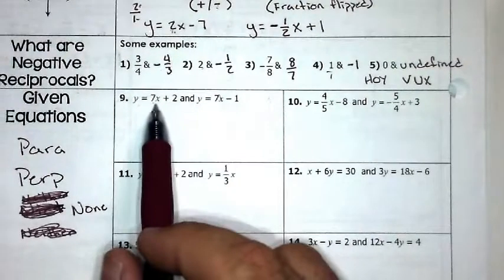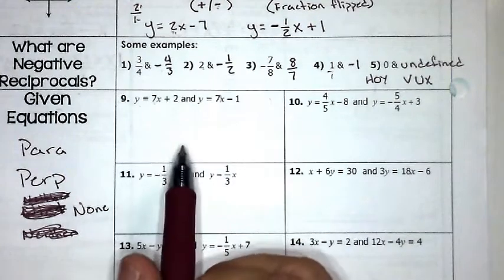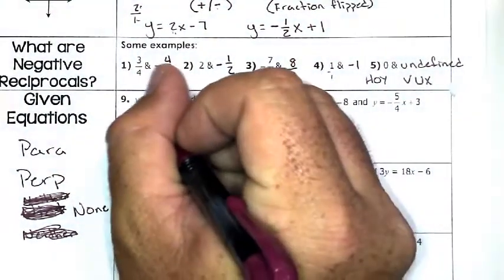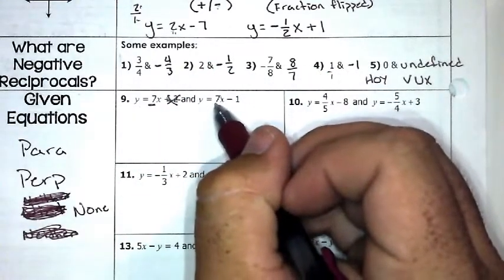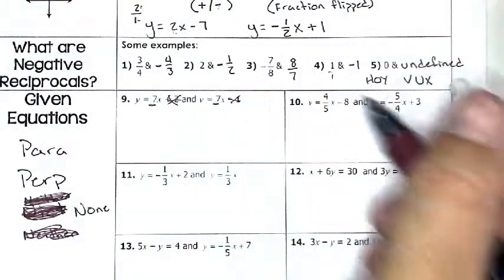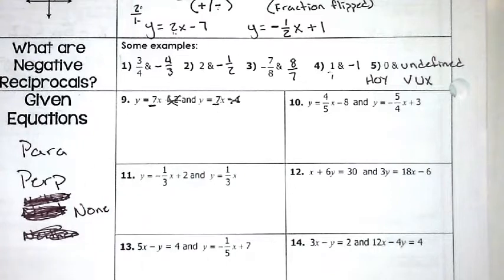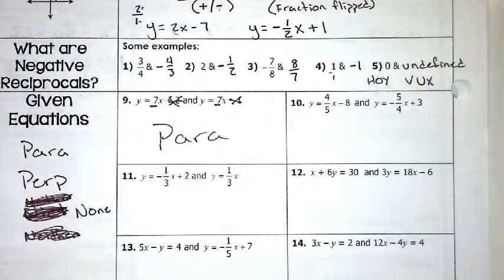In y equals mx plus b, is 7 or 2 my slope? 7. Don't even care about that. In my second equation, is 7 the slope or negative 1? 7. Now, looking at these two slopes, are they the same? They are the same, so I have parallel lines. Para. Same wavelength. Para.